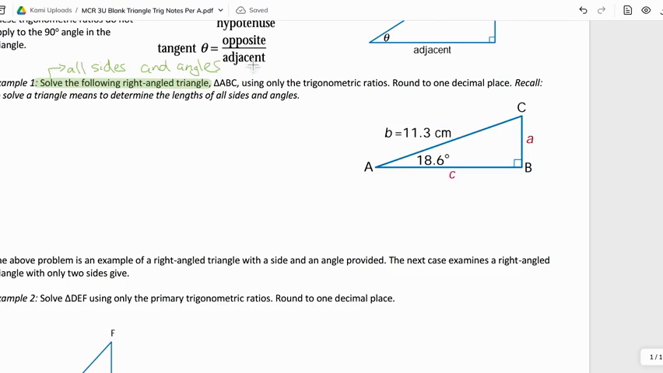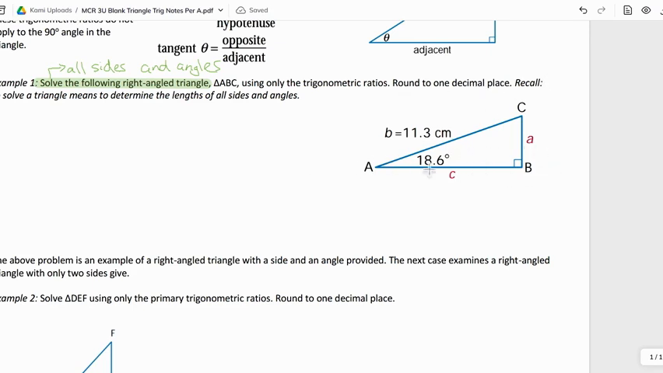And you're expected to know this. So I will give you a question with a triangle and say, solve the triangle, and you are expected to understand that you need to find all the missing pieces. And you're asked to do it using only the trig ratios. So no Pythagorean theorem, okay? Round to one decimal place.